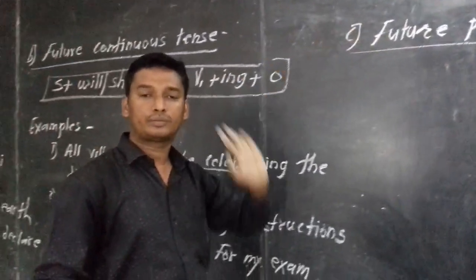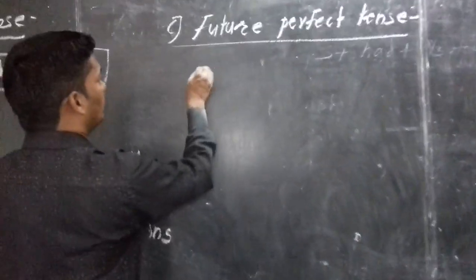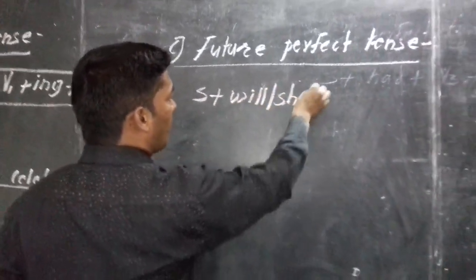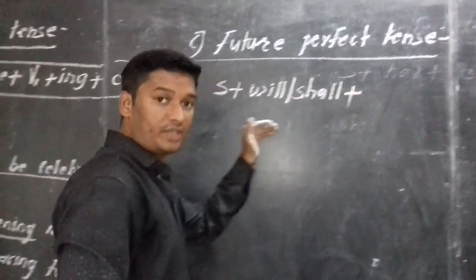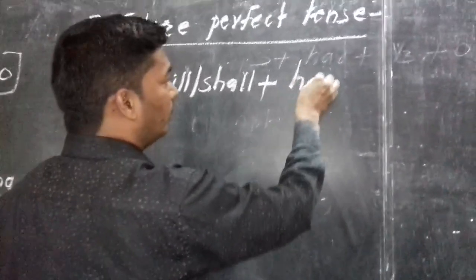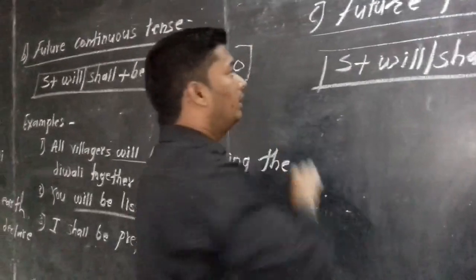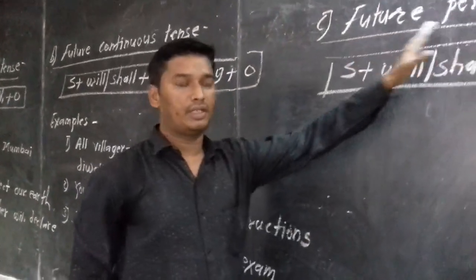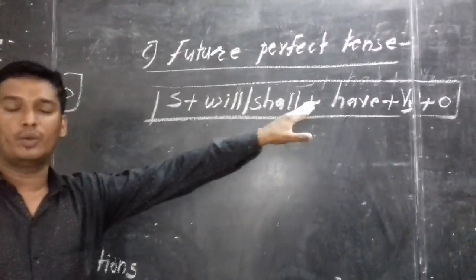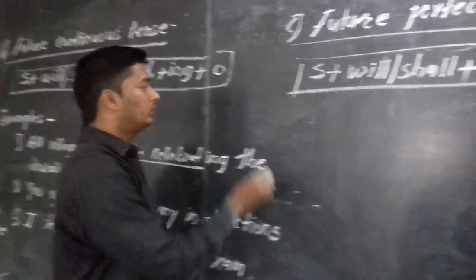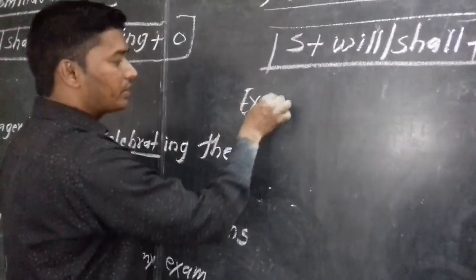Now look, example. Subject plus will or shall. Look at the structure. Have plus V3 plus object. It is the structure of future perfect tense. Subject plus will or shall plus have plus V3 plus object. V3 means past participle of verb. Now, examples.